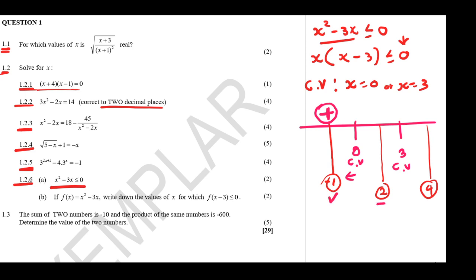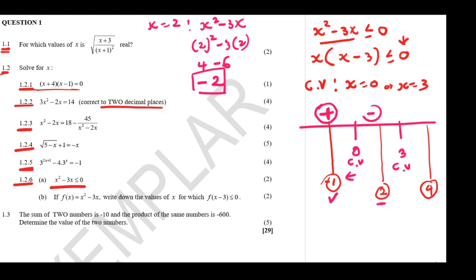We want to test this one now. x is equal to 2, right? We substitute into x squared minus 3x. So here it's 2 squared minus 3 times 2. And here it's going to be 4 minus 6, so it's minus 2. This is negative, right? The solution is negative, meaning that in between your critical values, you're going to get a negative solution of y, right?